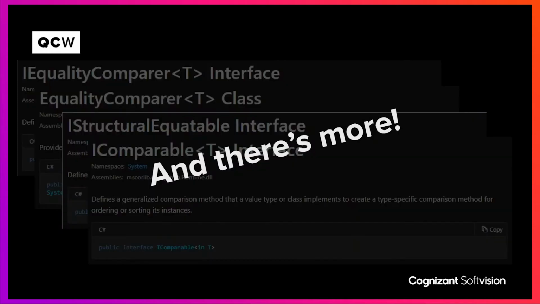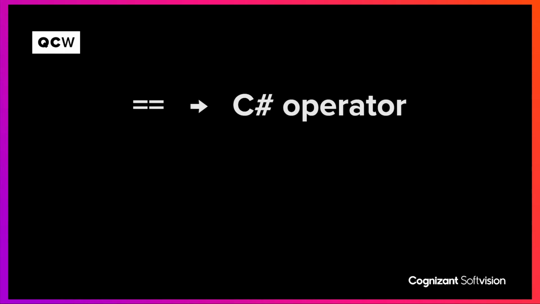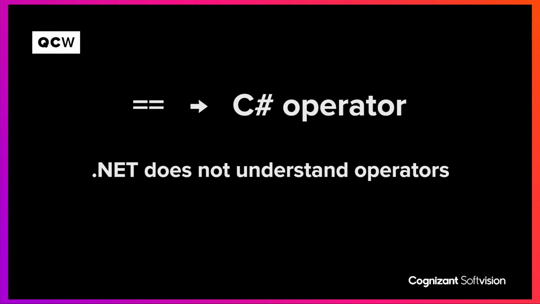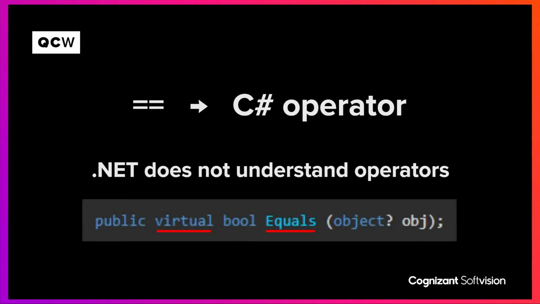The obvious question is why there are so many tools related to equality. I won't be able to answer that question in this video, but I do want you to take some fundamental concepts. The first thing you should know is that double equals is an operator specific to C#. .NET only understands methods, not operators. As I mentioned a moment ago, one of the methods that System.Object exposes is the virtual Equals method, which takes an object as a parameter. That's the most fundamental tool provided by .NET to deal with equality.